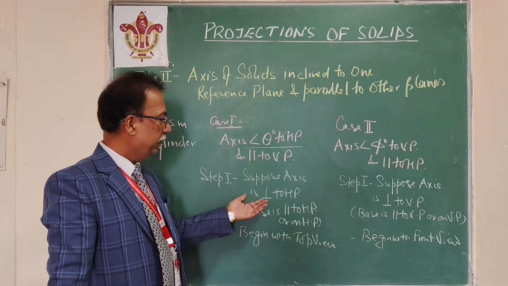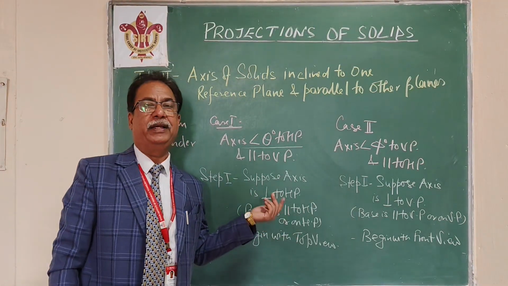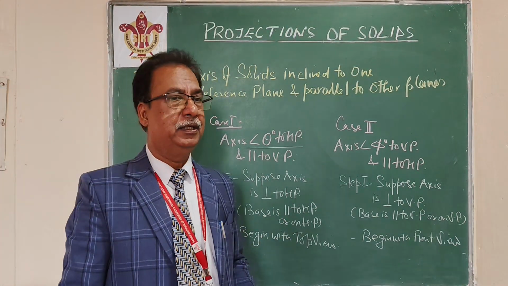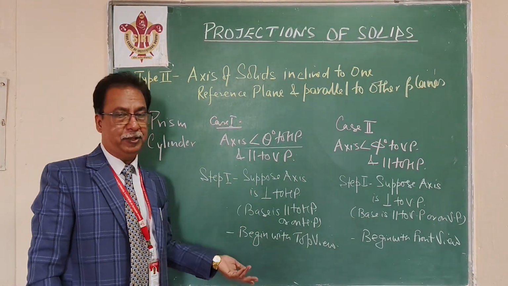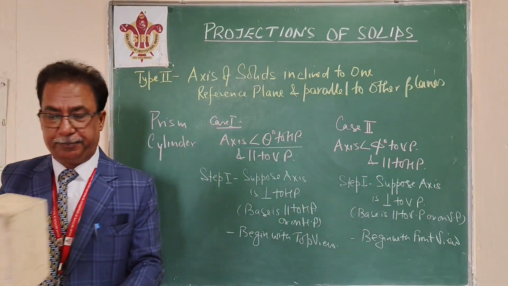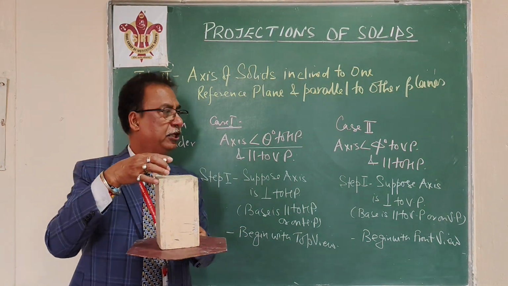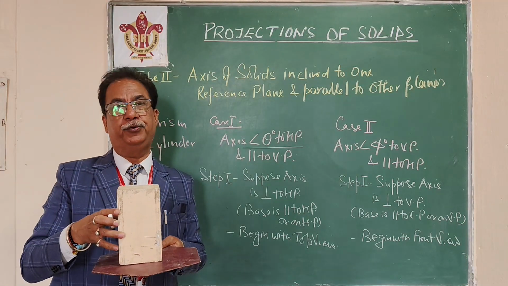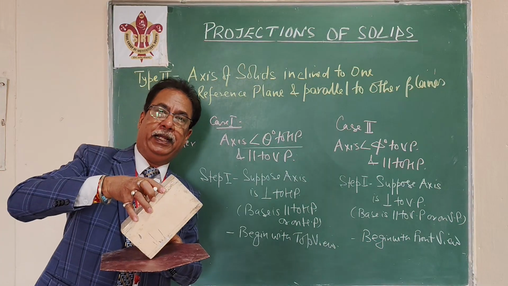As you already know, if the axis is perpendicular to HP, the base can be on the HP. We have a solid with two bases. So maybe one base will be on the HP, like in the case of the prism, and the second will be parallel to HP. I should start with the top view. So initially I will draw the top view, that will be a square, and draw the front view. Later on I will make it inclined.